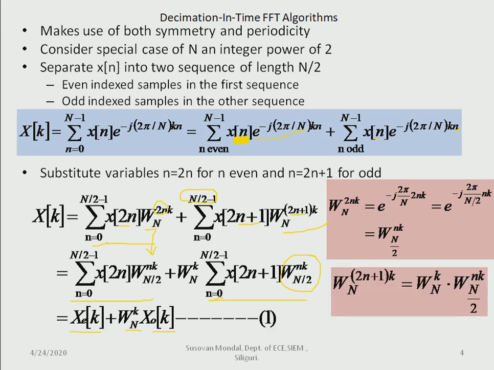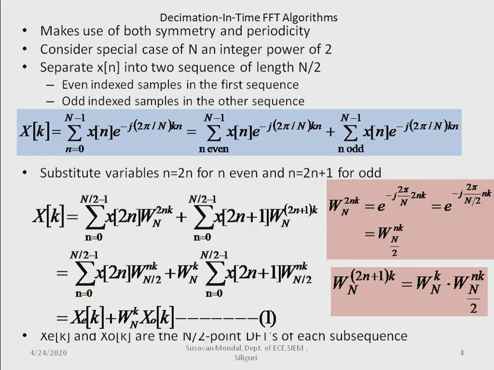These are the two things we have used here: how this wn to the power 2nk is written as this, and how this is written as this. So with the help of these two equations, we can very easily construct equation number 1. Here capital X even of k and X odd of k are basically n by 2 point DFTs of each subsequence. These are n by 2 point DFTs, because the length is reduced to n by 2.